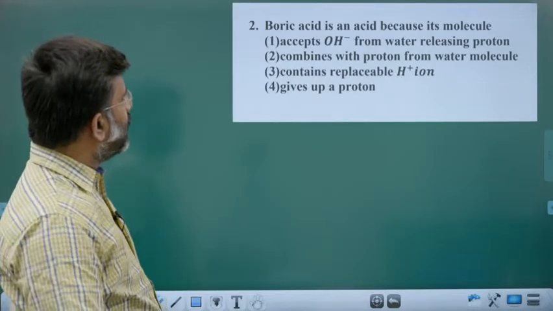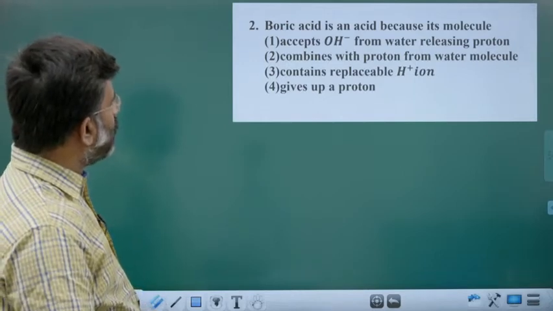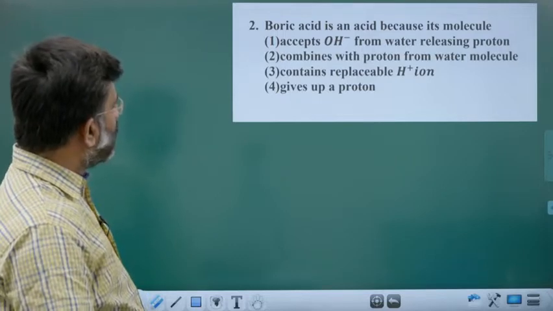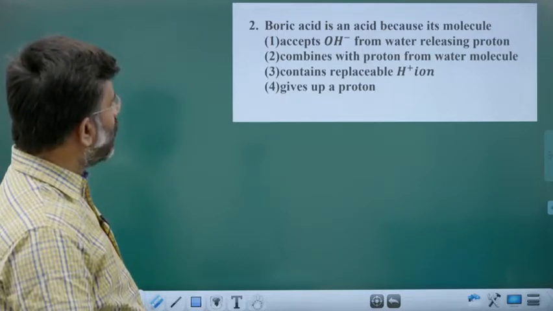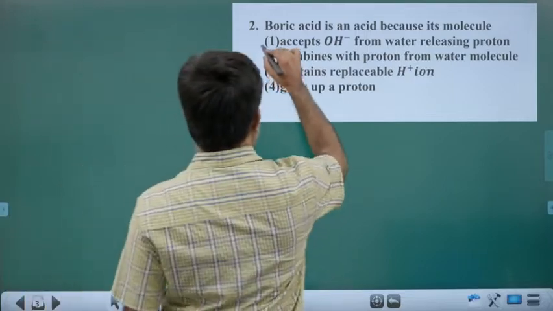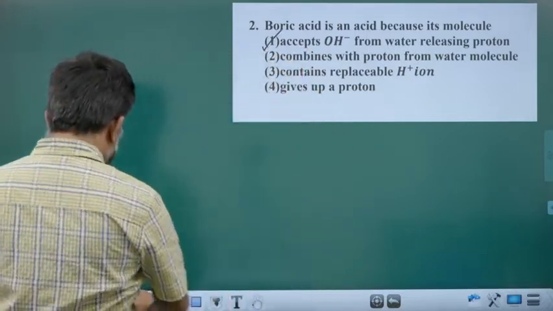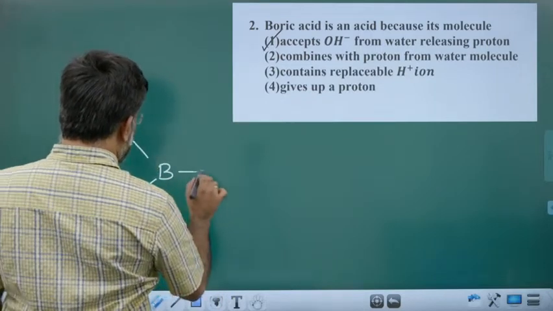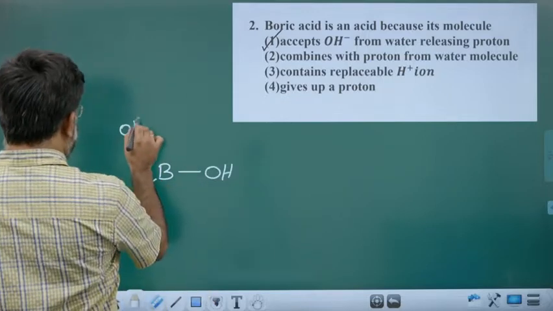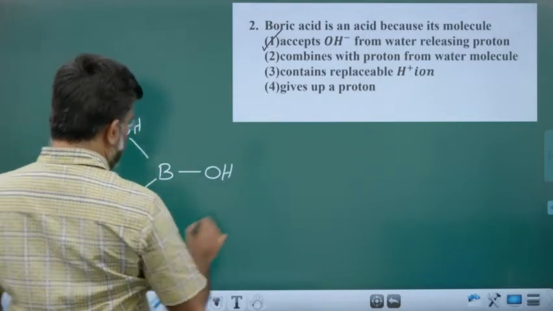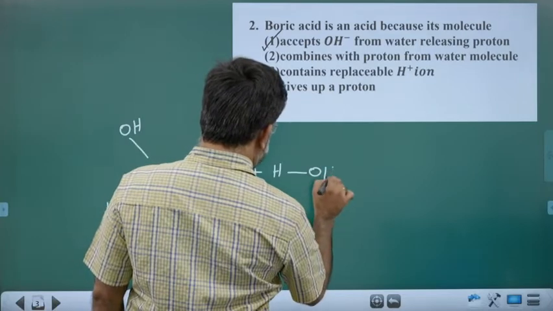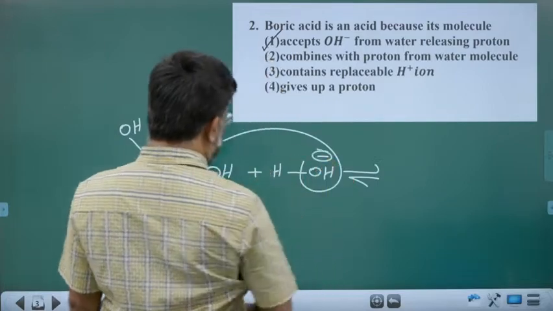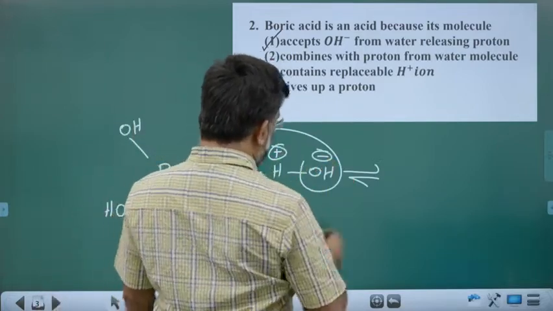Boric acid is an acid because its molecule accepts OH minus from water, releasing a proton. No doubt, answer is option A. Boric acid is able to act as an acid. Why? Boric acid is acting as a Lewis acid. It will accept OH minus from water and it will produce H plus.